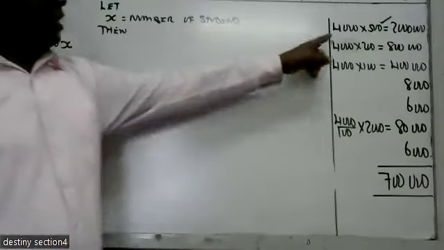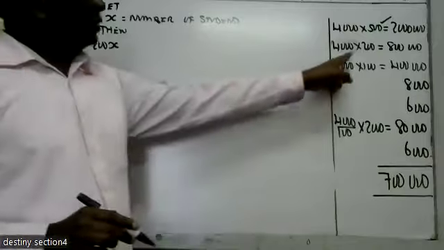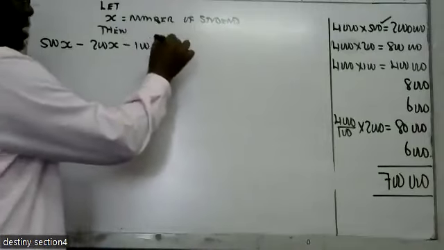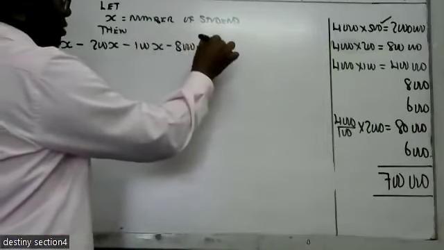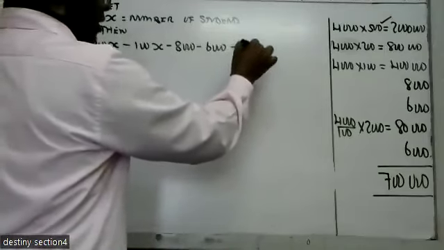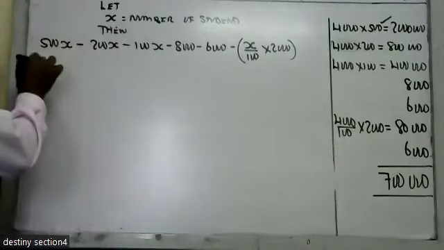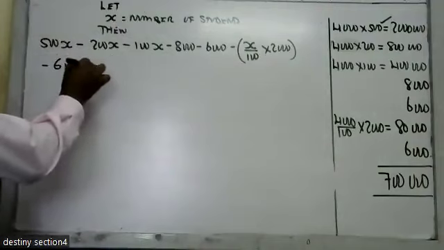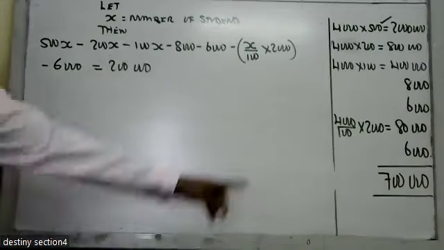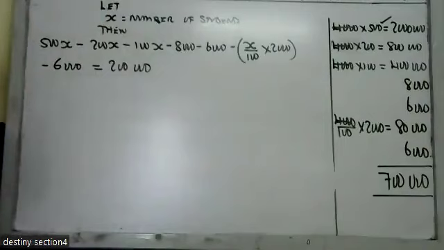Then we say 500x, that is the revenue here, minus 200x, that is this cost, minus this one, 100x, minus 8,000, minus 6,000, minus x over 100 times 2,000, minus 6,000, is equal to 200,000. It's the same thing; it's only that now everywhere there was 4,000, we have put X.